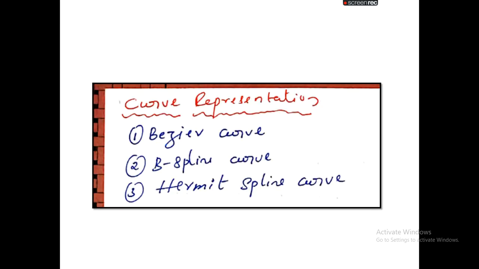In computer graphics, we are using three types of curves. The first type of curve is called the Bezier curve. The second type is called the B-spline curve. The third type of curve is called the Hermite spline curve. These are the three types of curves we use to represent curves in computer graphics. So let's begin with the Bezier curve.